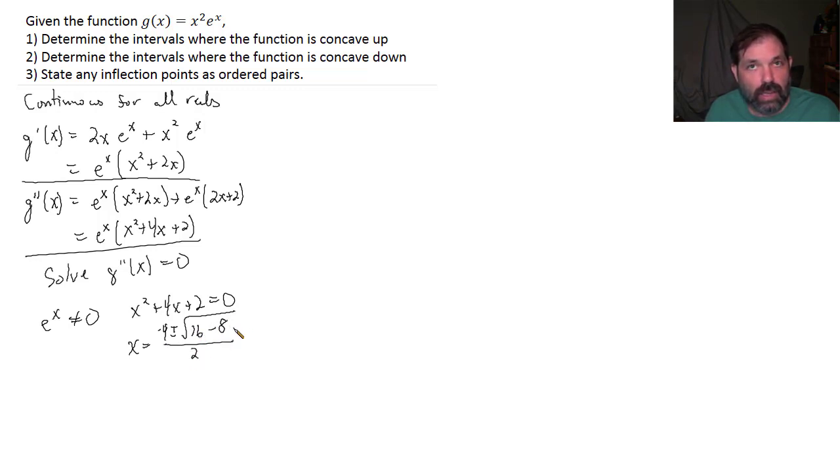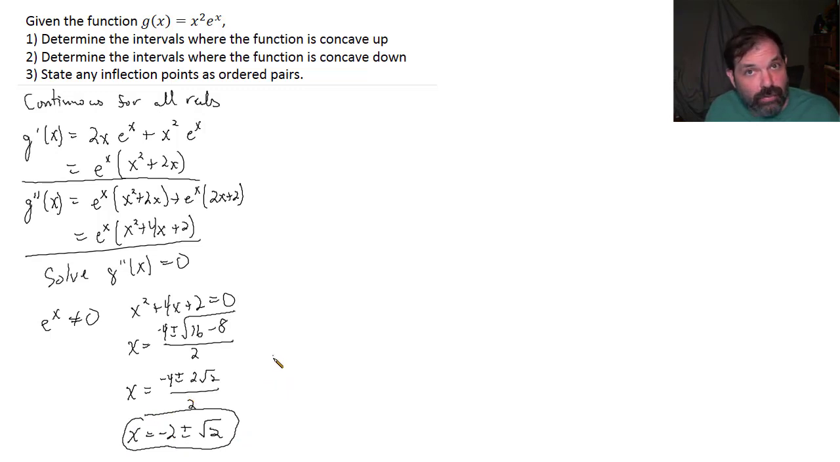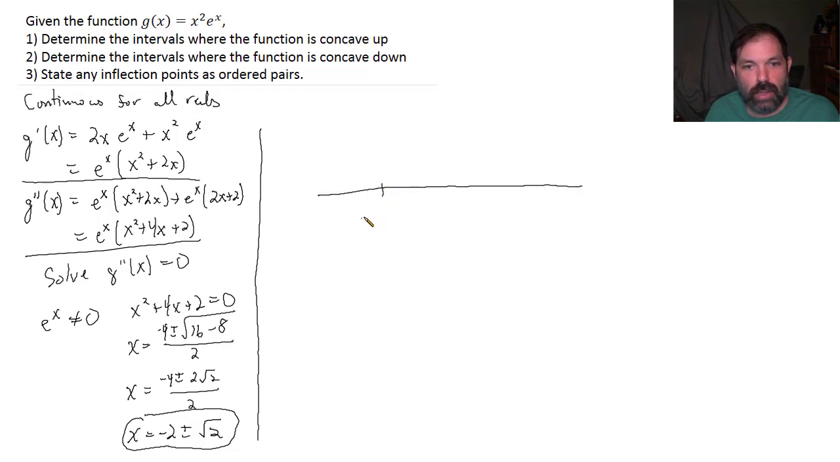16 minus 8 is 8, and that simplifies. So x is negative 4 plus or minus the square root of 8, over 2. Since 8 is 4 times 2, that's 2 root 2 over 2. And so then x is negative 2 plus or minus the square root of 2. So we have two critical numbers, negative 2 minus the square root of 2 and negative 2 plus the square root of 2. My number line: negative 2 minus the square root of 2, negative 2 plus the square root of 2.